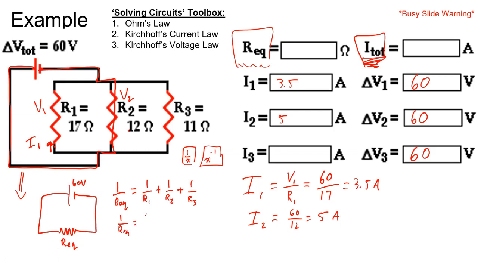Okay, if I plug in some numbers here, R1 is 17, 1 over R2 plus 1 over R3. Then I can go on my calculator and hit 17, 1 over x, plus 12, 1 over x, plus 11, 1 over x, equals 0.233. Okay, and then I need to hit 1 over x again to flip our EQ, or get our EQ in the numerator, and we should find that our total, or our equivalent resistance for this circuit, is 4.29 ohms.